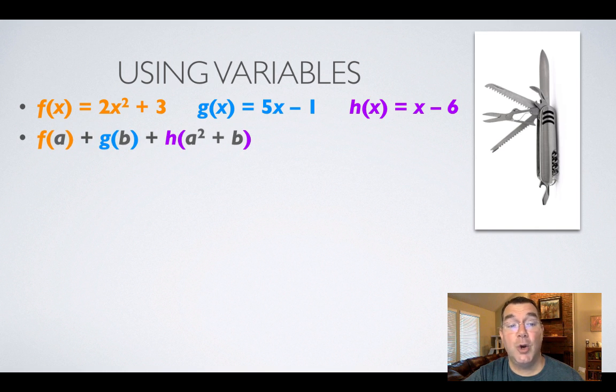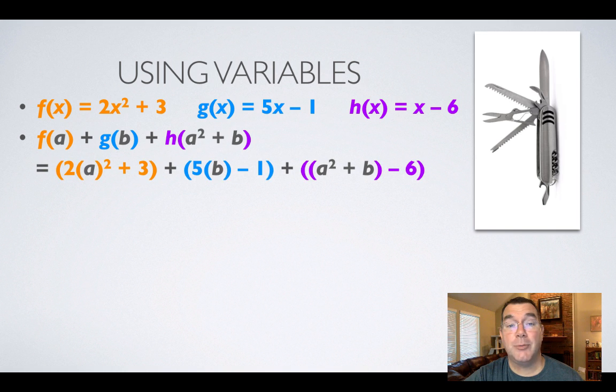So if I wanted to know f of a plus g of b plus h of a squared plus b, then what that means is in the first function, I'm going to replace every x with the letter a. I'm going to replace every x in the second function with the letter b, and I'm going to replace every x in the third function with the expression a squared plus b. And I'm going to see if I can collect like terms and simplify and all that good stuff.